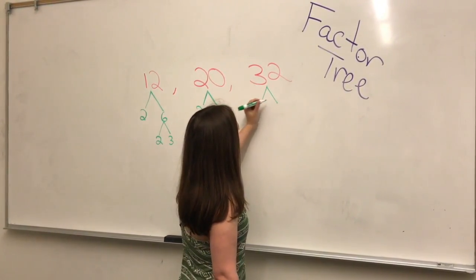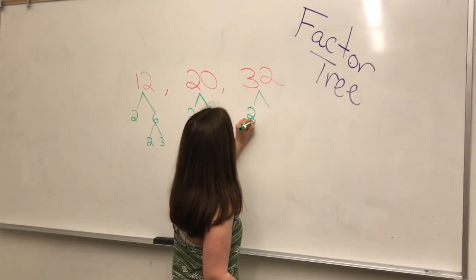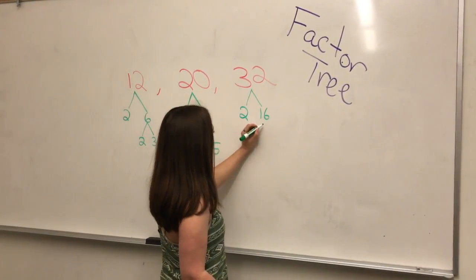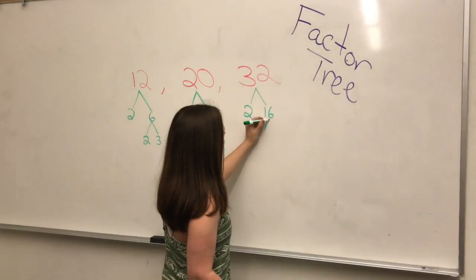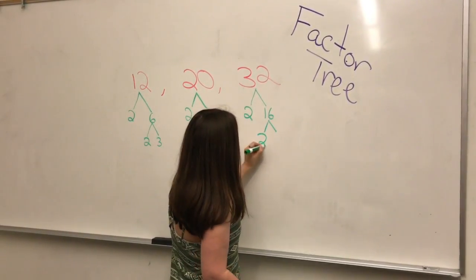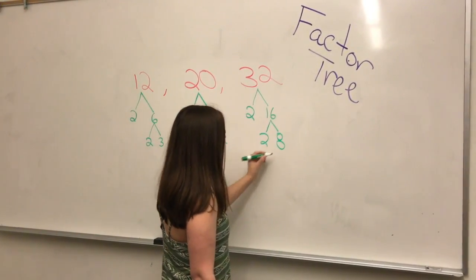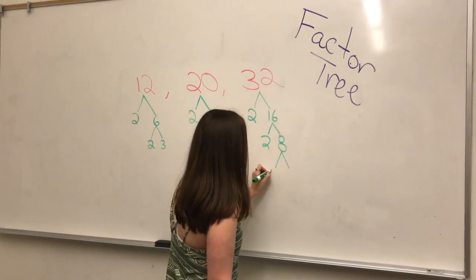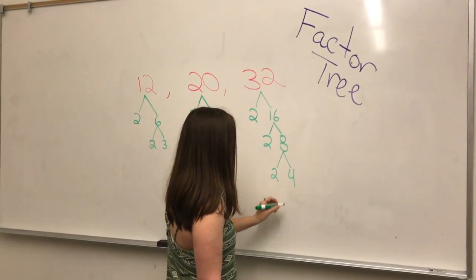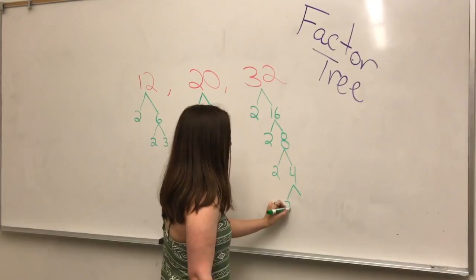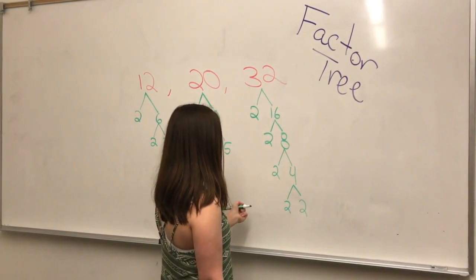And for 32, we're going to do 2 and 16, because 2 times 16 equals 32. And then 2 times 8 equals 16. And then 2 times 4 equals 8. And then 2 times 2 is going to equal 4, so we're going to stop right there.